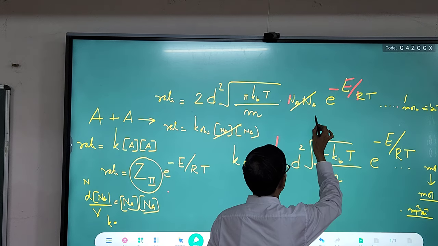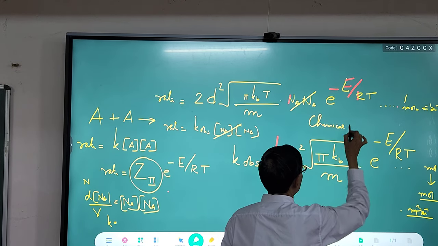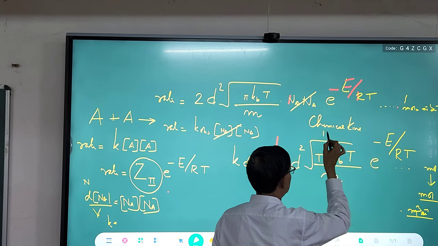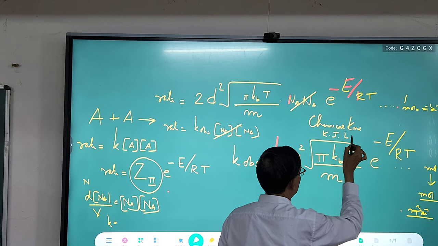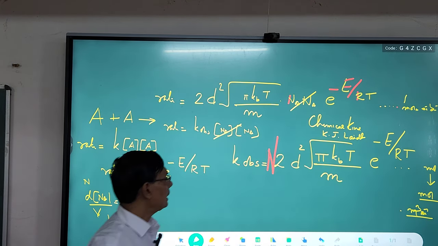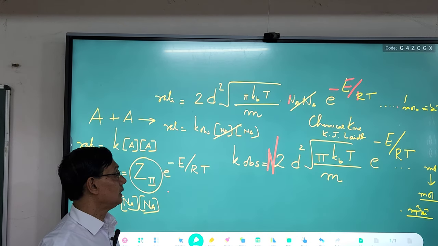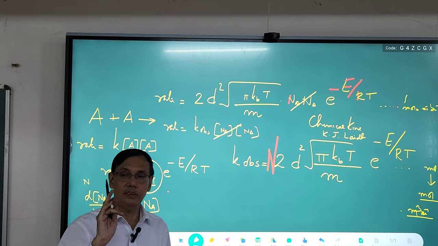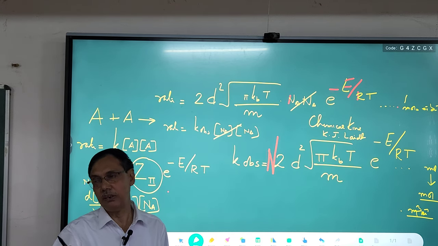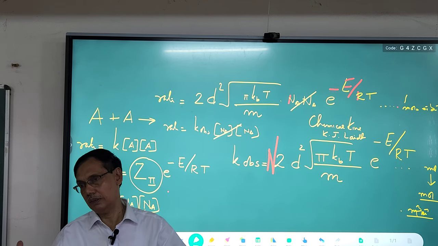And I am deriving this derivation from Chemical Kinetics by K.J. Laidler. Simplest derivation, K.J. Laidler, for similar molecules. Now, the last question. What was the first question? The actual meaning of the frequency factor derived by the Arrhenius equation.